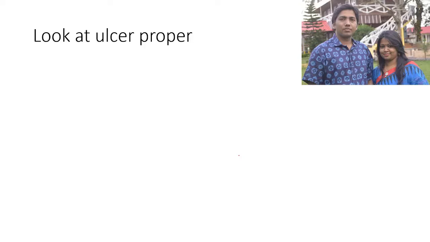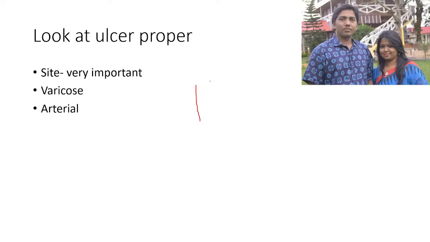And then we look at the ulcer proper. The site is very important, because the site will indicate the origin of the ulcer. Like the varicose ulcer is usually in the gaiter area. If it is the leg, the medial malleolus or lateral malleolus, the ulcer will be in the malleolar area, above or over the malleolar area. The arterial ulcers are usually at the tip of the toes, distal to the extremity.